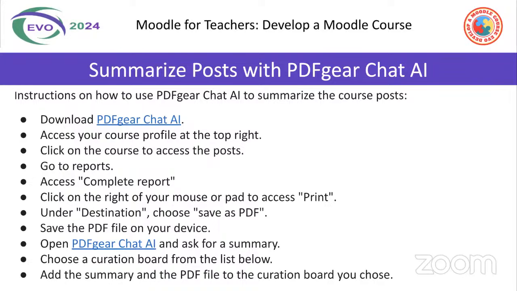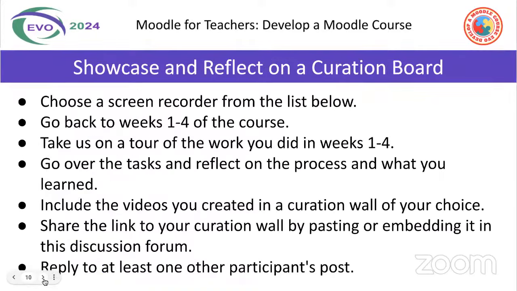And then you choose your curation wall. I'm sure you chose it before already from the list that's available. And then you add the summary, PDF Gear Chat AI summary, and then you upload the original PDF file of the complete report to the curation board of your choice. So those are the steps. They're also available in the course, of course. I'm just sharing the slides of the course. We'll go into the course for further detail. That's one activity.